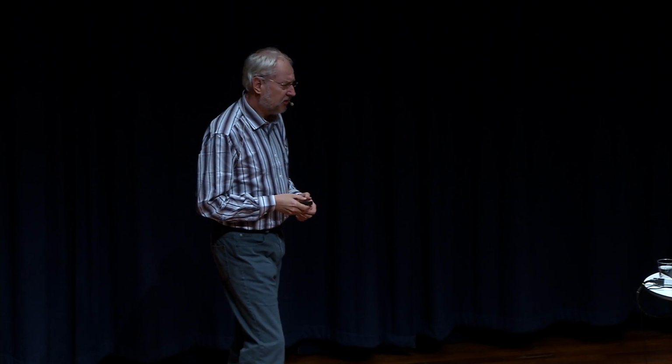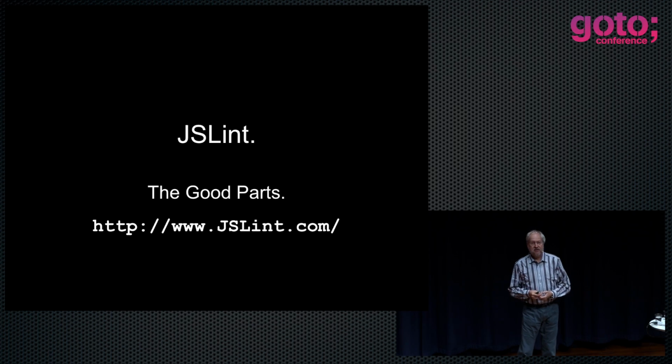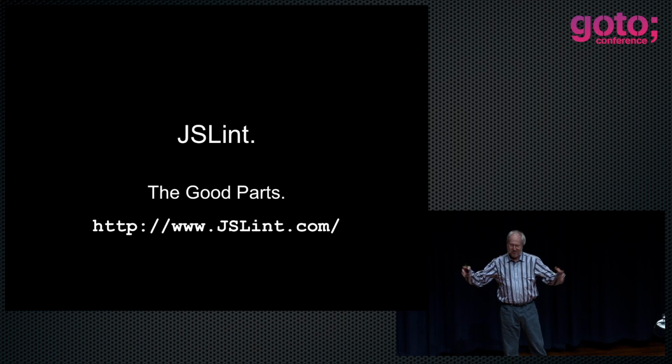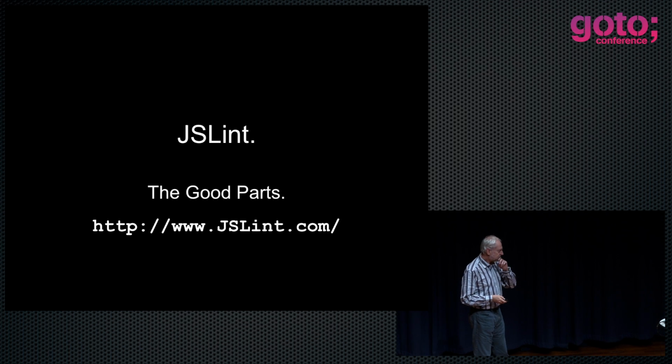I would contend the first language designed to run as one of these JavaScript languages was JSLint. JSLint could be thought of as a compiler for a language called the good parts. And so it was the first. It was released in about 2000. And as you know, JSLint comes with a warning.